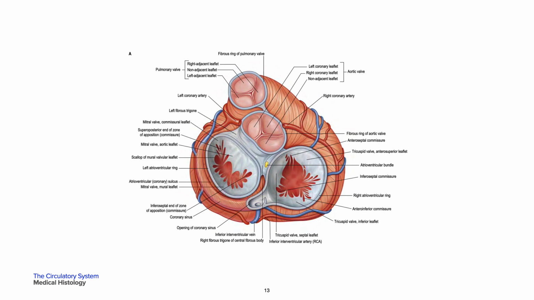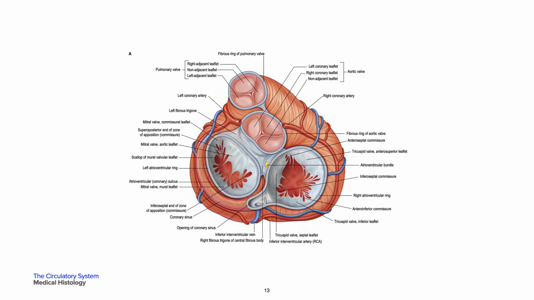The atrioventricular valves consist of the mitral and tricuspid valves. Anatomy is very similar. Each is suspended from a fibrous annulus that separates atria from the ventricle. Each is tethered from below, preventing prolapse into the atria during systole, by tendinous cords attached to the papillary muscles, the outcroppings from the ventricular muscle wall.